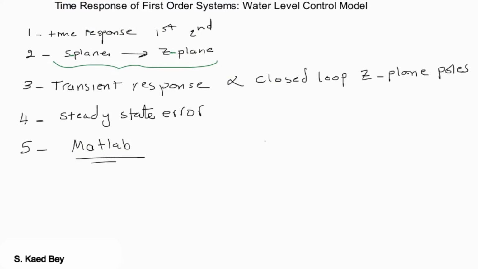But first we will consider a simple model for a first order system, and then we will discuss all the points highlighted here. And then in another series of videos we will repeat with the second order example model. But for now we will start with the first order model.